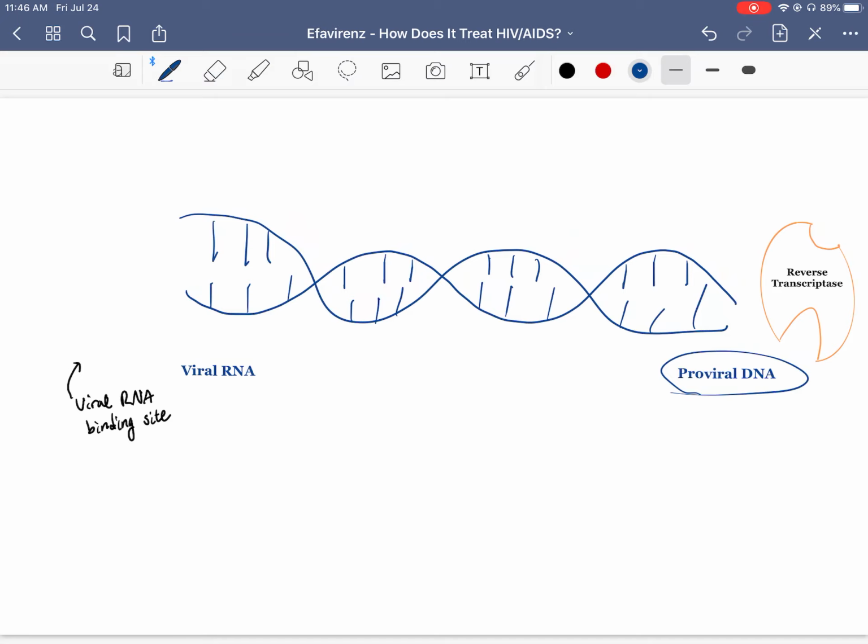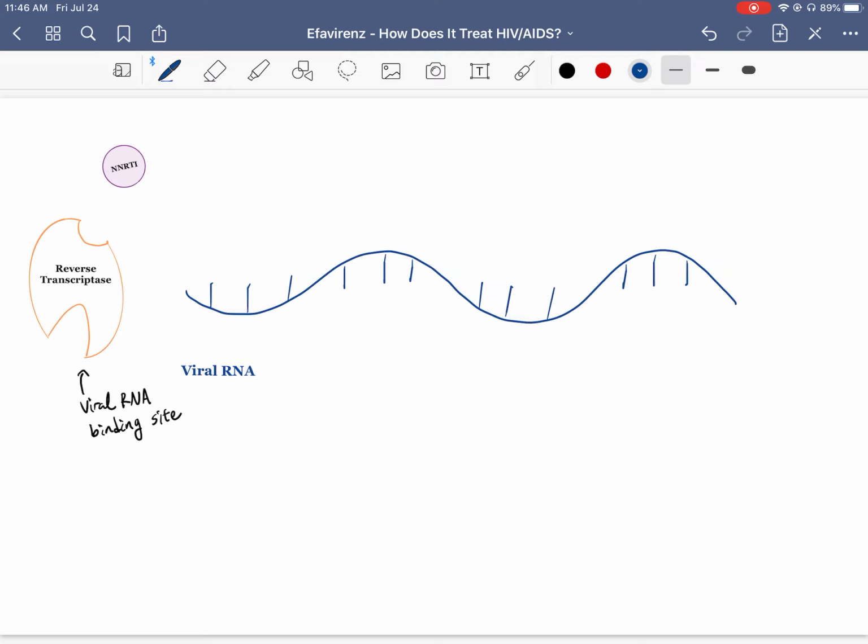Efavirenz treats HIV by targeting the reverse transcriptase enzyme. Efavirenz is a non-competitive inhibitor of reverse transcriptase. This means that efavirenz targets and binds to a distinct site on the reverse transcriptase that is different than the site that binds to the viral RNA. This site is called the NNRTI pocket.